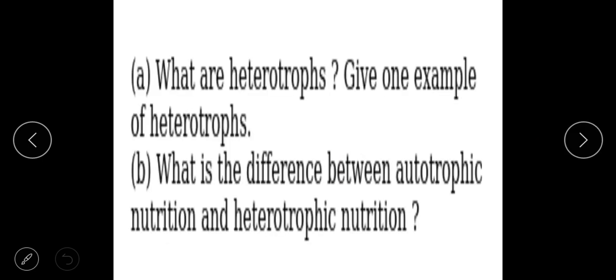These are the questions which I've given you, and you can also make notes of the topic. What are heterotrophs? Give one example of a heterotroph. What is the difference between autotrophic nutrition and heterotrophic nutrition? Hope you will be able to do it.